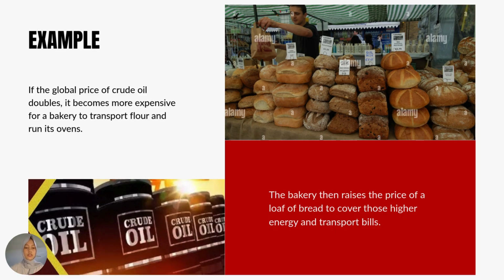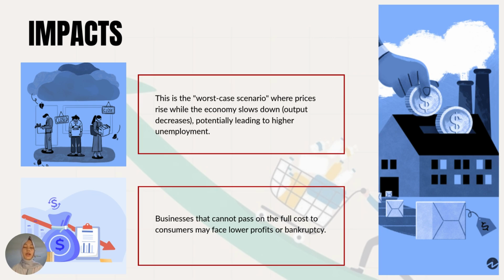Next, what is the impact? There are two impacts here. The first one is stagflation. This is the worst case scenario where prices rise while the economy slows down, or the output decreases, potentially leading to higher unemployment. And the second one is reduced margins. Businesses that cannot pass on the full cost to consumers may face lower profits or bankruptcy.